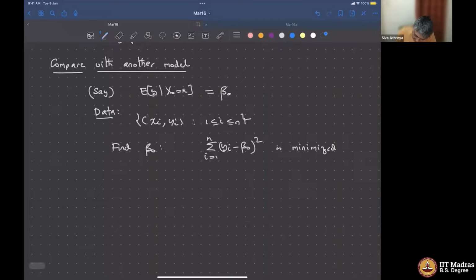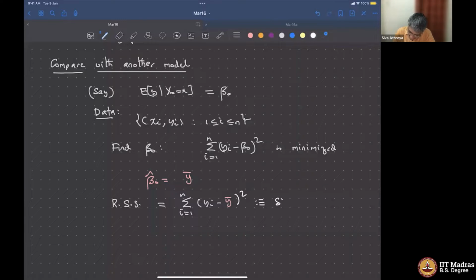Otherwise, you already know that beta naught hat in this case would be just y bar. Right? That's the answer. And then you'd go and say, okay, fine, now let me try to do the residual sum of squares. The residual sum of squares is going to be equal to the summation i equal to 1 to n of yi, and I'm putting the same fit beta naught everywhere, so it's y minus y bar, the whole square. This turns out to be just like we called before, the sum of squares of y's.